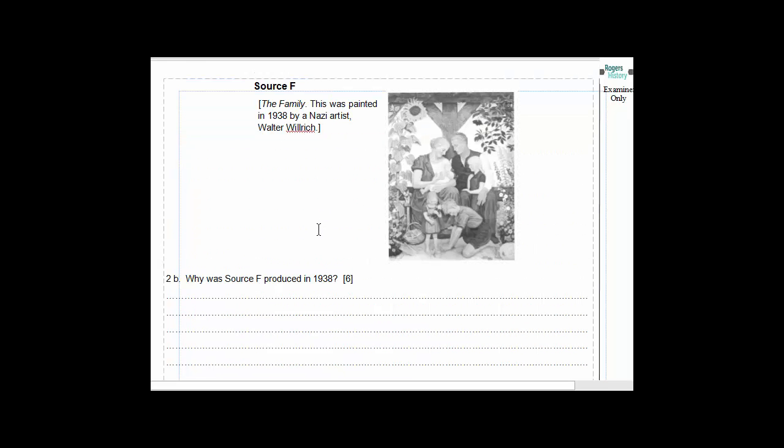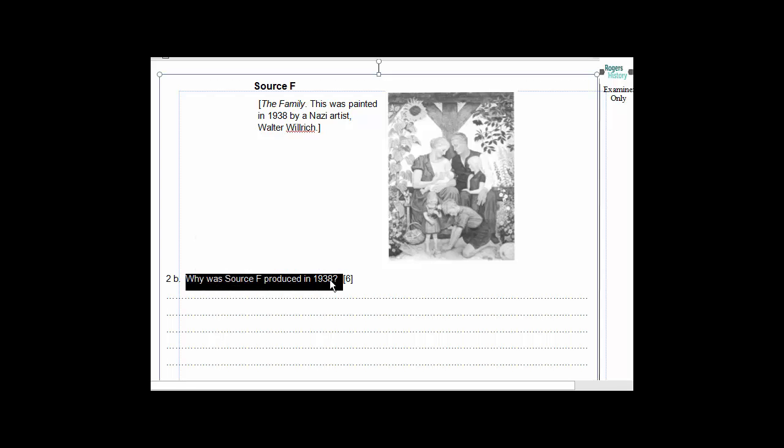2B. Now, this is an interesting question. In this case, it's an image. So source F, The Family, painted in 1938 by a Nazi artist. A picture of a typical Nazi family. 2B, why was source F produced in 1938? And it's worth 6 marks.